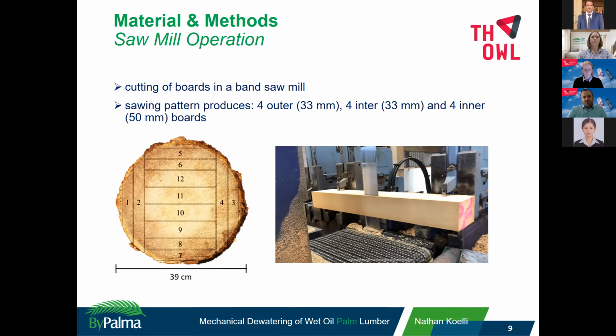The outer and intermediate boards are cut to 33 millimeter thickness, while the inner boards are cut to 50 millimeter thickness. There's a high density gradient in oil palm trunks, as we all know, but this gradient is much more pronounced in the outer region, and therefore outer and intermediate boards are cut thinner than the inner boards.